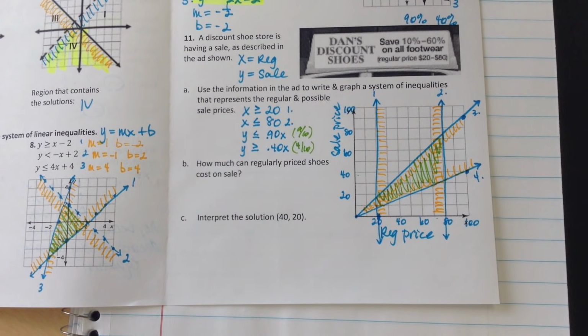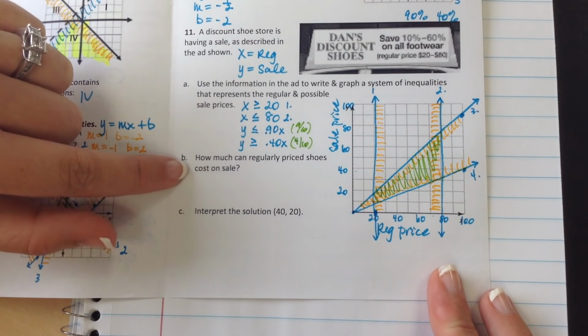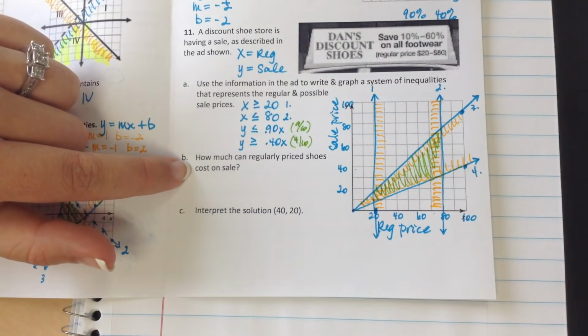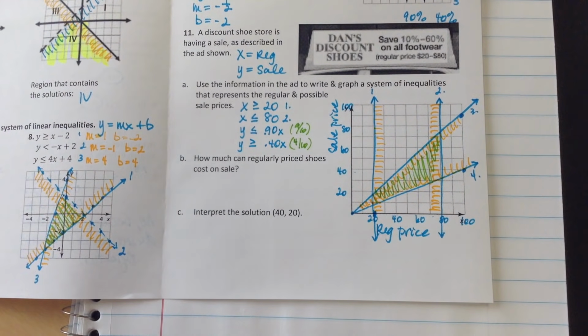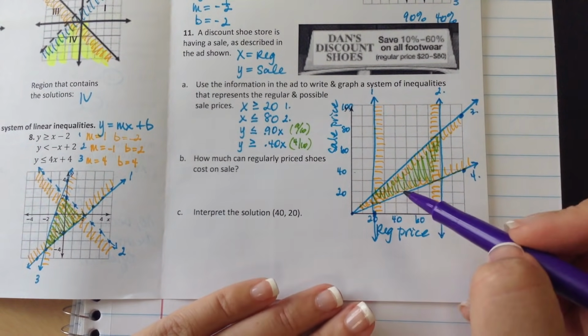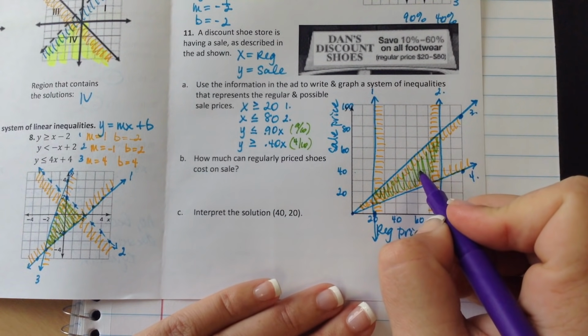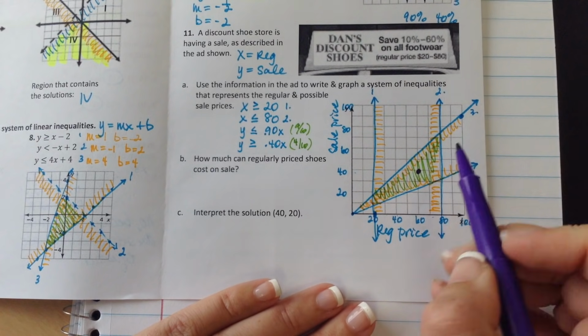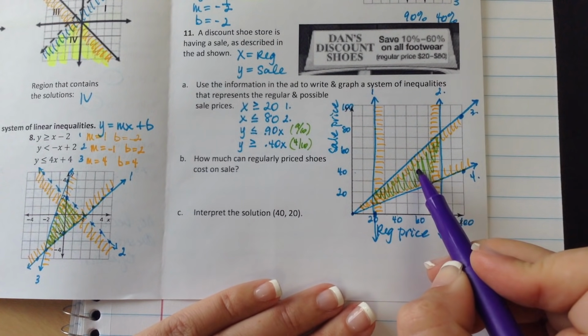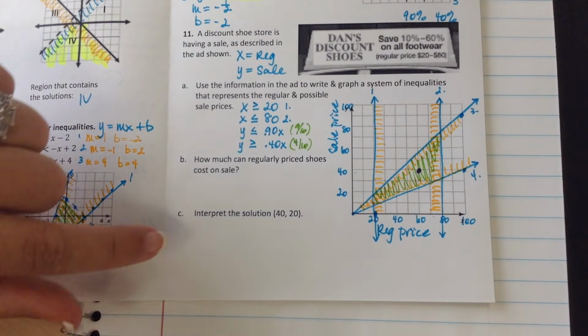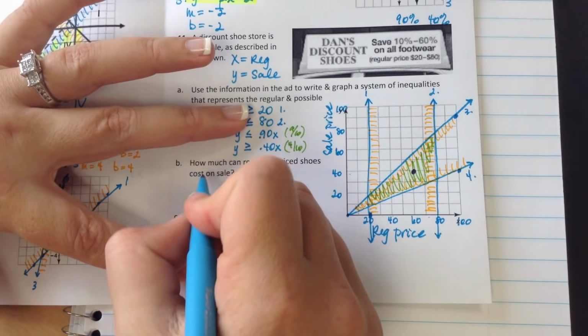All right. Part B says, how much can regularly priced shoes cost on sale? This is just an example. They're just asking you for one example. So what I do is just, we can pretty much pick any point in here. I'm going to pick this point. Over 60, up 40. That lands right in the middle of the shaded region. So this is a sample solution.